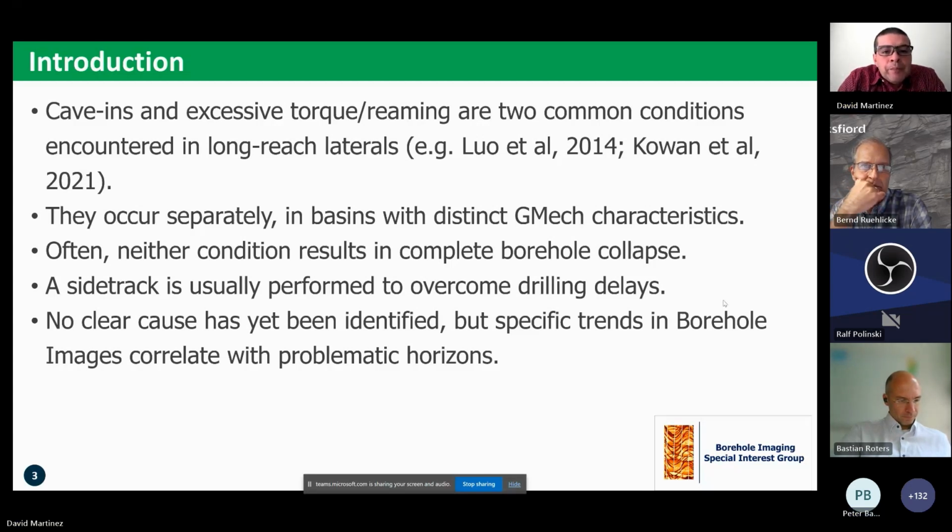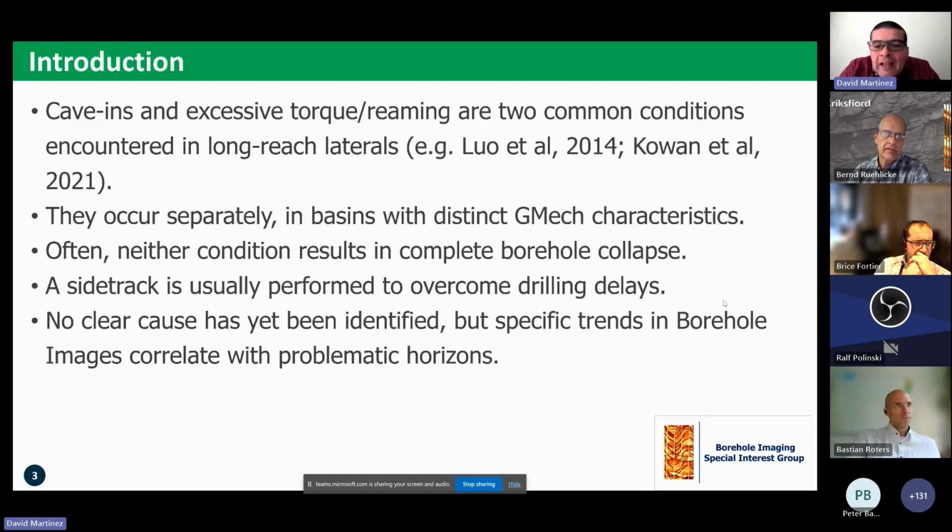Okay, great. Cave-ins and excessive torque and reaming are two common conditions that you might encounter in long reach laterals. When I say common, I don't mean that they happen in a lot of wells. What I mean by common is that they happen in different basins, with very similar symptoms and characteristics in completely different basins. But they are not common in the sense that they happen all the time. Both of them are two different topics. When I say cave-ins and excessive torque, I don't mean that they are happening in the same well or that one leads to the other. In fact, sometimes you could tell that they are kind of mutually exclusive.